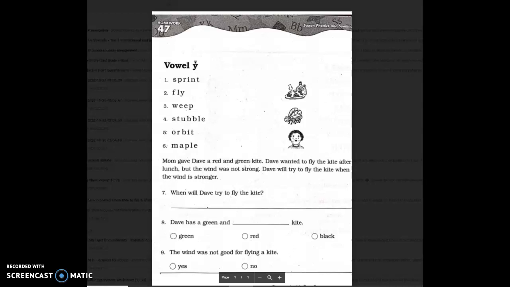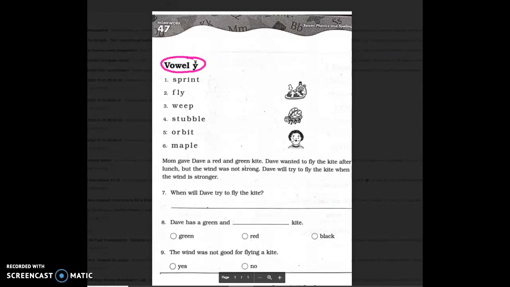All right, guys, let's do our worksheet 47. You were supposed to watch the video first. The rule was talking about a Y that has a long I sound. And if you will notice right here in the rule, they've shown you how to code a Y that has a long I sound. So let's fill out this side of the worksheet and then you can go work on the other side independently. All right, our first word is sprint.